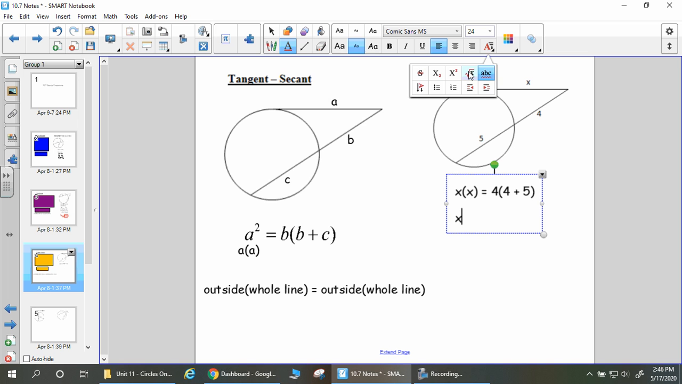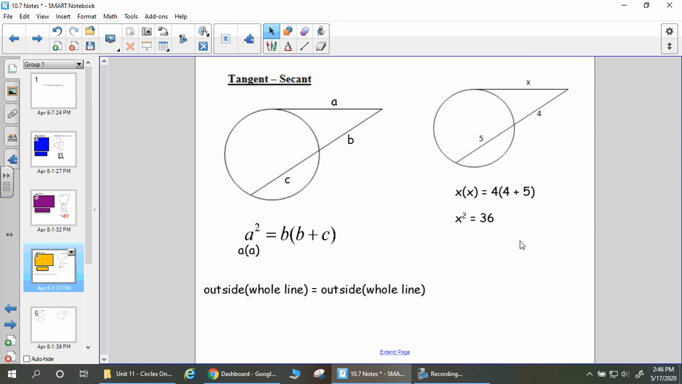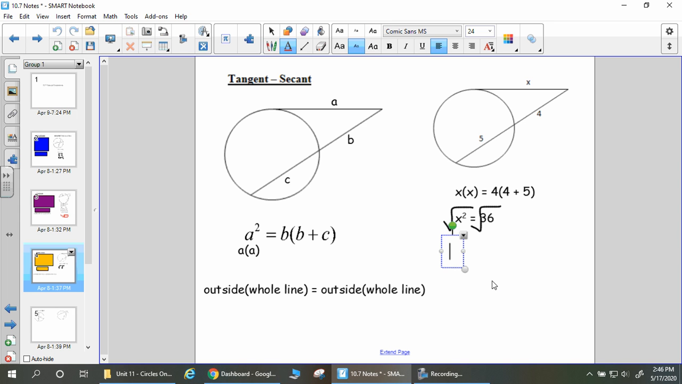So x times x gives me my x squared. 4, and then you have 4 plus 5, right? Well, 4 plus 5 is 9. 4 times 9 is 36. So I do have an x squared here, but notice I don't have a single x. I actually just have x squared equal to a number. And so that means I can just square root each side. I don't need to factor. There's nothing to factor because I don't have that single x term. And so if I square root, x is simply 6.